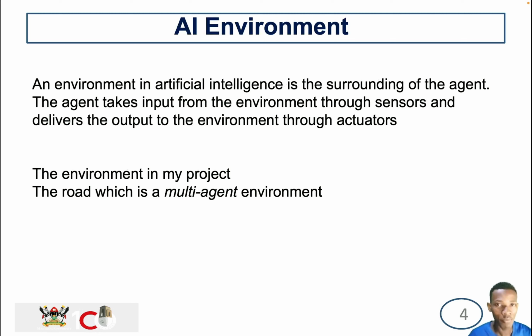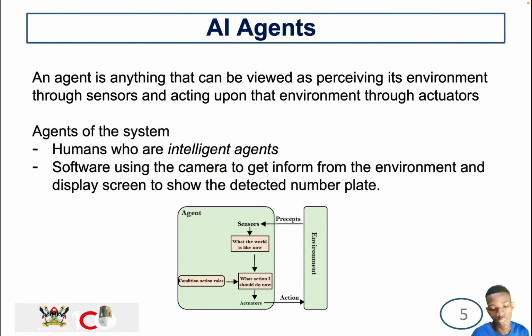So an environment in artificial intelligence is the surrounding of the agent. The agent perceives or takes input from the environment through sensors and then delivers the output to the environment through the actuators. So the environment in my project, an example would be the road. The road would act as a multi-agent environment. That's because it can have more than one car at a go, or it can act on more than two agents at the same time.